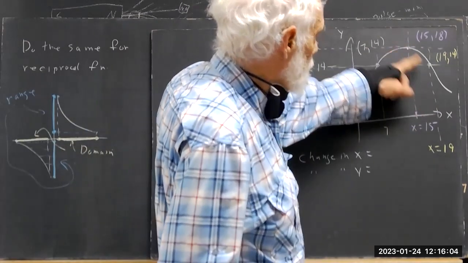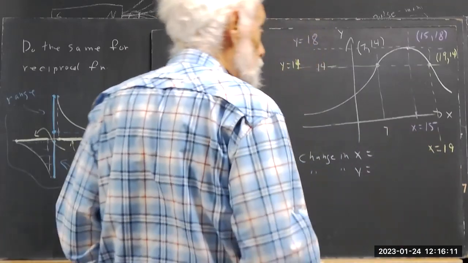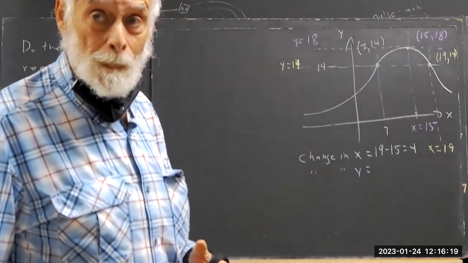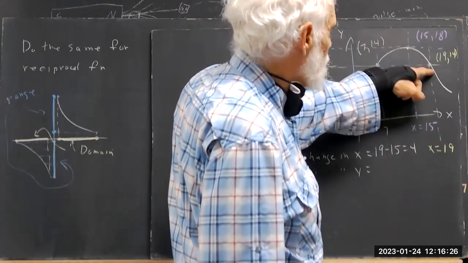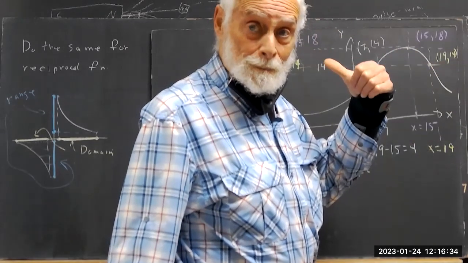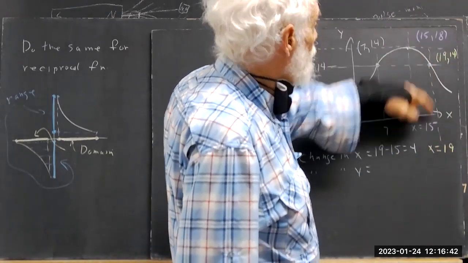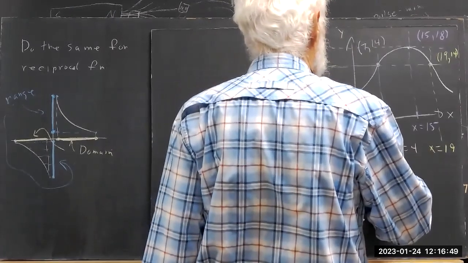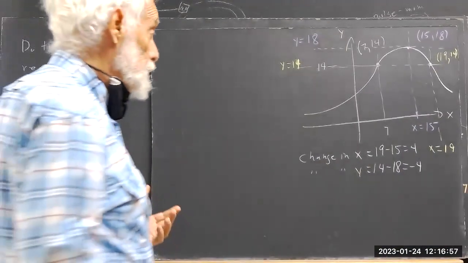What's the change in x? We've got a point here and a point here, right? X goes from 15 to 19, right? So the change in x is, well, the calculation is pretty easy: 19 minus 15, that's 4. Okay. What's the change in y? Well, now that's a little tricky, because if we go from this point to this point, the change in x is 4, right? Now, if we were to go from this point, the change in x would be negative 4, wouldn't it? Generally, we'll think of going from the left to the right. So if we go from left to right, what happens to y? It changes from 18 to 14, right? So the change in y is the value you end up with minus the value you start with. And that's going to be 14 minus 18, that's negative 4.